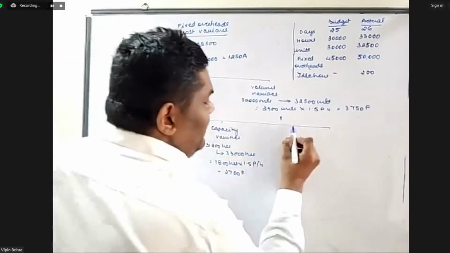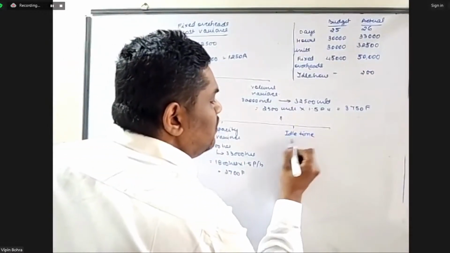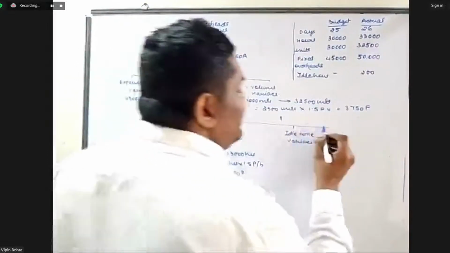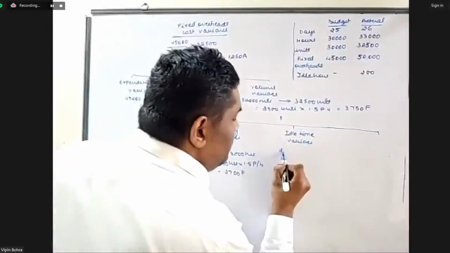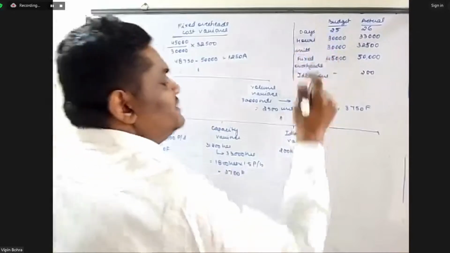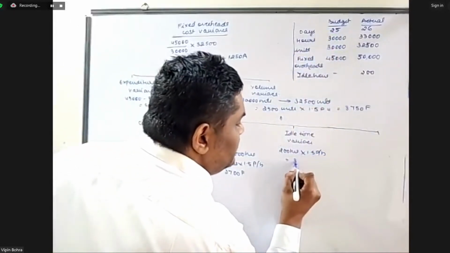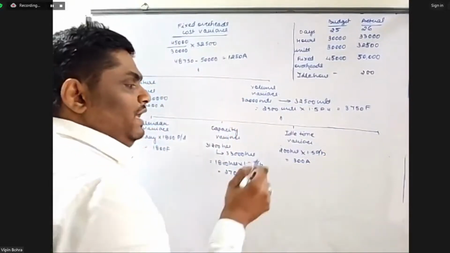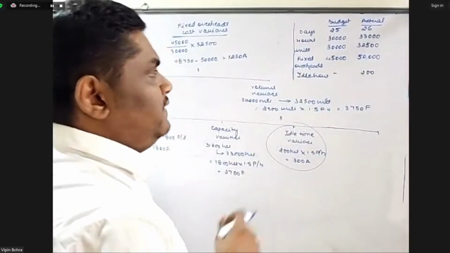Now very important, here we'll calculate idle time variance. Before calculating efficiency variance, we'll calculate idle time variance, that is 200 hours into the standard rate per hour, that is 1.5 per hour. So this will be 300 adverse. So herein we'll first calculate the idle time variance, that is 300 adverse.